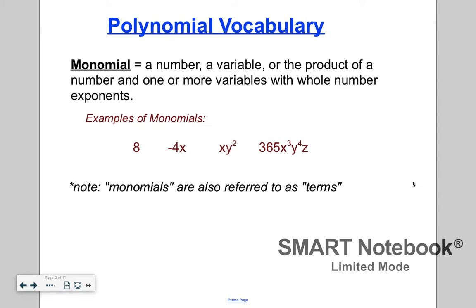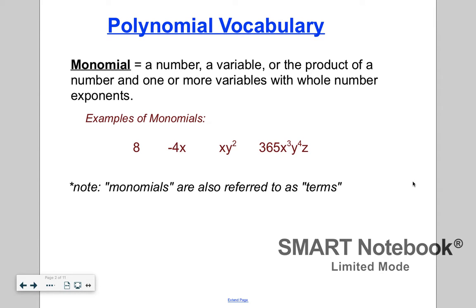A basic number 8 is a monomial, as is the product negative 4x, as is xy squared, as is that big massive chunk of stuff 365x cubed y to the 4th z, right? Because they're all being multiplied. So notice, no addition signs, no subtraction signs. There is a negative sign in front of the 4, but that's just to indicate that it is a negative 4. So all 4 of these are examples of monomials.